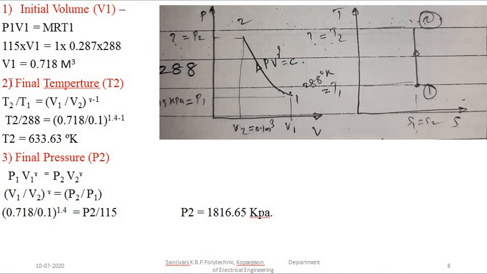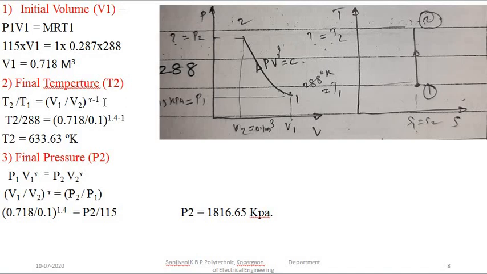Then the second point, that is the final temperature, we have to calculate T2. Now we can use the general equation of ratios of pressure, temperature and volume. In that we can equate the temperature ratio and the volume ratio. So T2 upon T1 is equal to V1 upon V2 to the power gamma minus 1.